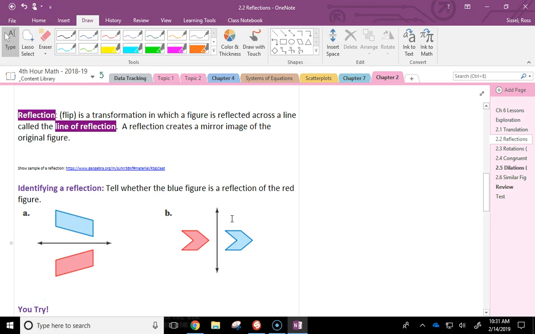It says reflection is a transformation in which a figure is, we would write reflected, across the line called the line of reflection. A reflection causes or creates a mirrored image of the original figure.